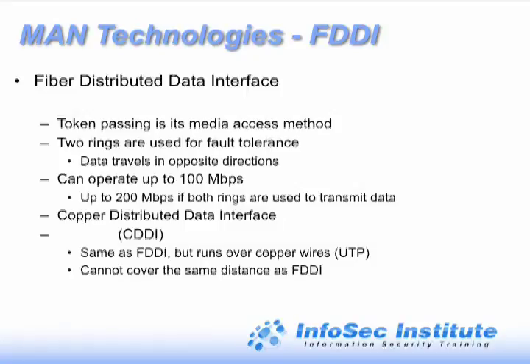And there's also CDDI, which is copper distributed data interface. Same as FDDI, but it runs over copper wires or UTP. It cannot get the same distance as FDDI. Does anybody know why? Yep. The attenuation on copper is a lot more than on fiber.